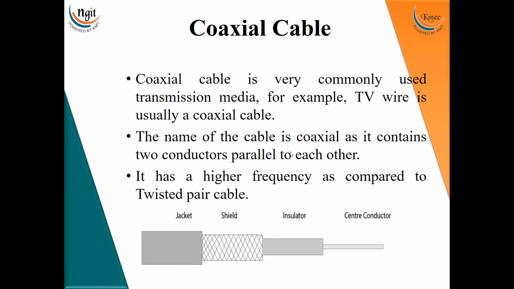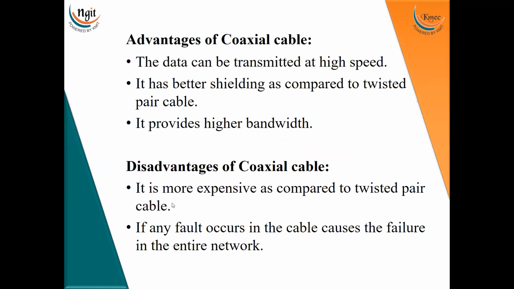Next, what are the advantages and disadvantages of coaxial cable? I can say for data transmission at high speed, we can use the coaxial cable. Compared to the twisted pair, the bandwidth and speed of the coaxial cable are greater, and it has better shielding. The disadvantage is that it is more expensive compared to the twisted pair. And if any fault occurs in the cable, it causes failure in the entire network.